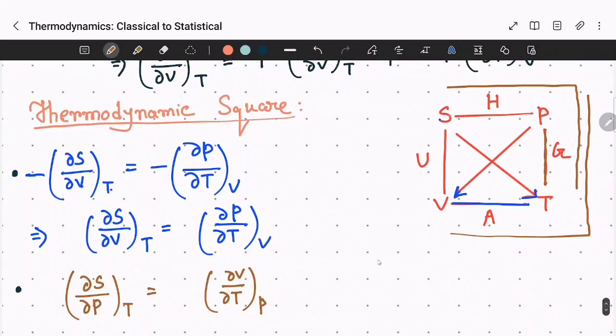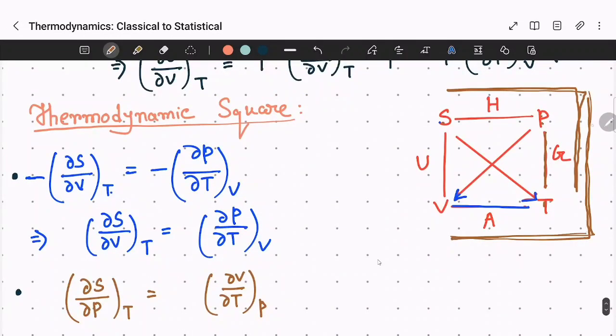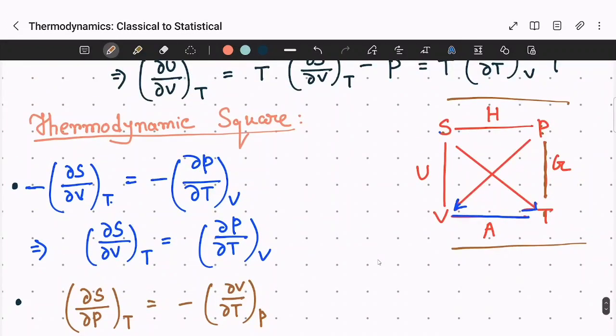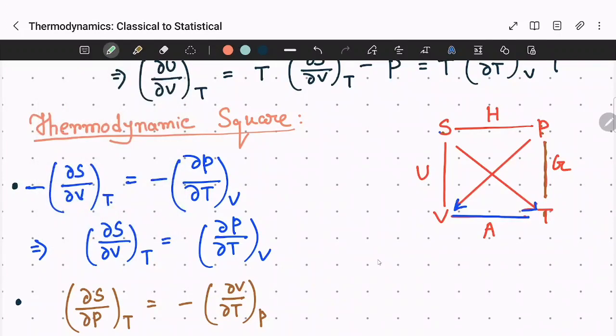Just look at it again. We have to consider here S P T, del S del P at constant T. We have to read it like this, according to this edge. Now, from this edge, the last edge should be shared, so del V del T at constant P. Now, this is consisting this arrow, so there will be a minus sign, but this right angle does not consist it. So this is the relation. Okay, this is done.